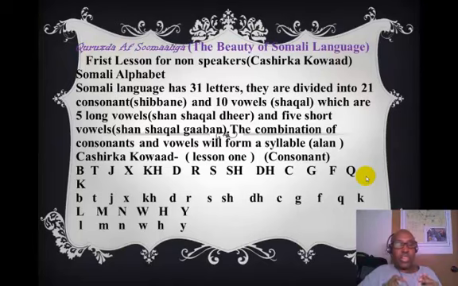So a syllable starts as a combination of vowel and consonant. This word, syllable, in Somali we say alan. I think that will be enough for you for a general understanding about the formation of Somali language letters and how they are divided. So now I want to start the first lesson.